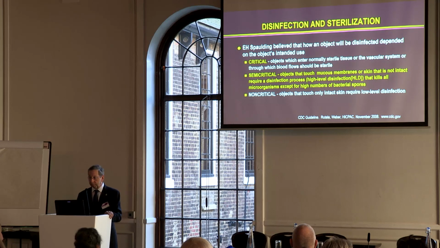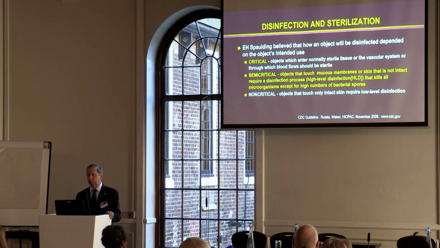Semi-critical items are objects that touch mucous membranes or skin that's not intact, and they require a high-level disinfection process that kills all microorganisms, except it may not kill very high numbers of spores. And those will be things like endoscopes, as we'll talk about today, ultrasound probes, and others. And then you have non-critical items that are objects that only touch intact skin, and this in general would be surfaces in the hospital, such as bedside rails and buttons, and those require low-level disinfection.